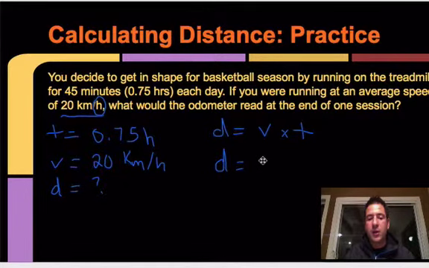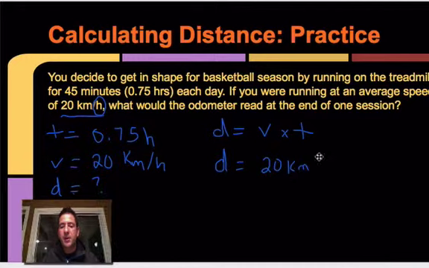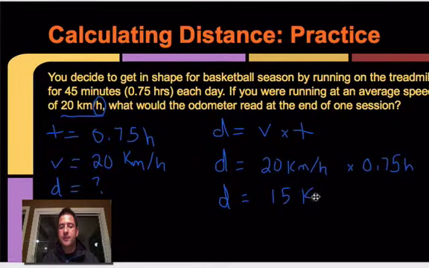But I know my velocity is 20 kilometers, and I want you to make sure that you put what we're measuring it in as well. So kilometers an hour times 0.75 hours. Next step is I need to calculate. So it's going to equal, well, 20 times 0.75 is going to be 15 kilometers.